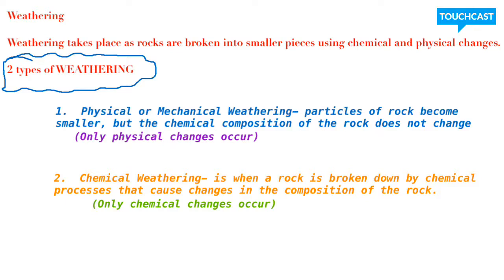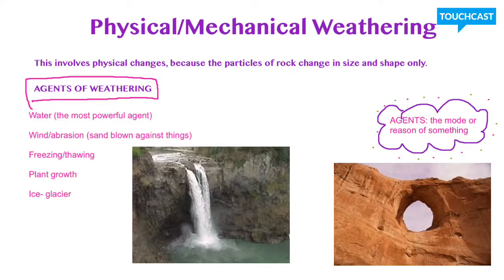Then there's chemical weathering. Chemical weathering is when the rock's broken down, but it's broken down using chemical processes. We actually get something brand new, a new composition of the rock, and it's because chemical changes occur. When we look at physical and mechanical weathering, we're looking at these physical changes that are happening to the rock because the rock's actually going to change size and change shape, but it's still going to be the same kind of rock.